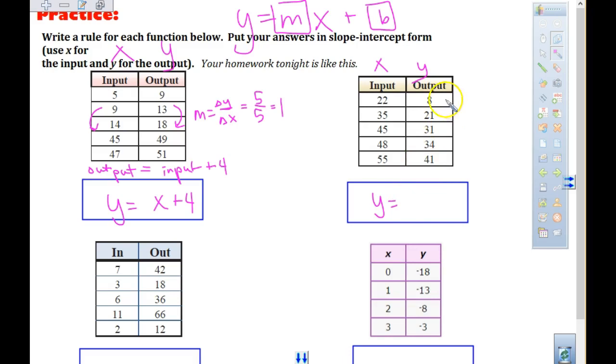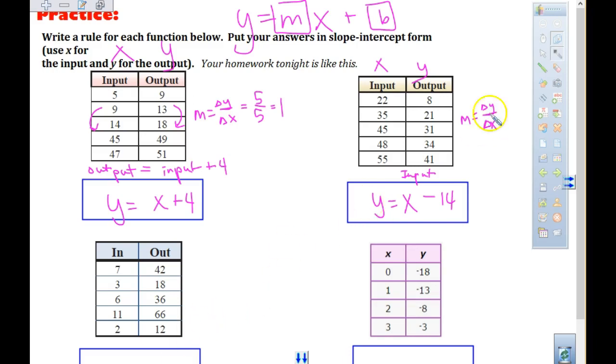Subtract 14. So we think we're taking our input, 22, input, right? This is our input, and we are subtracting 14. Does it work for every situation that's up here? Yes. How can we check it? Well, you might want to check your slope, change in y over change in x, right?